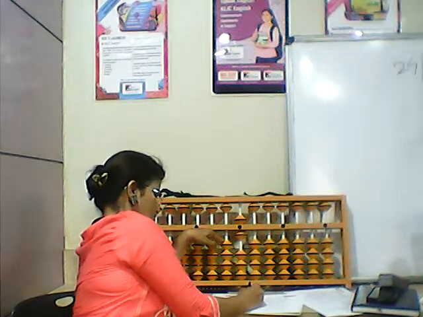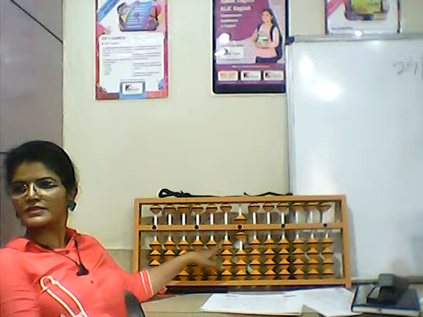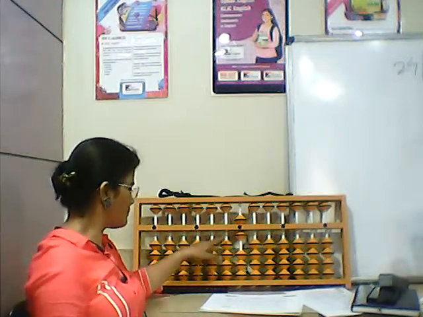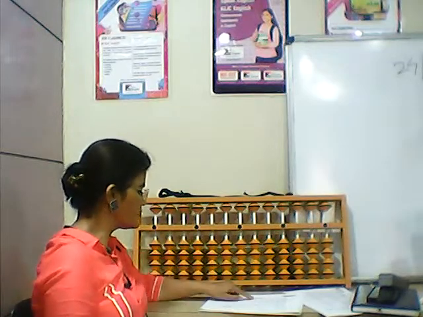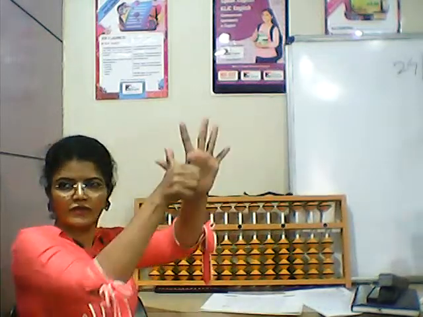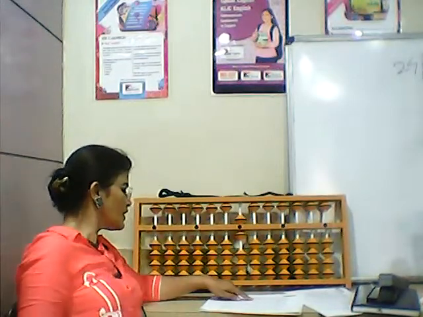3 down, 10 down, 5 down, 3 down. Answer is 6. Sum number 5. 6. 5 and 1. Close action.